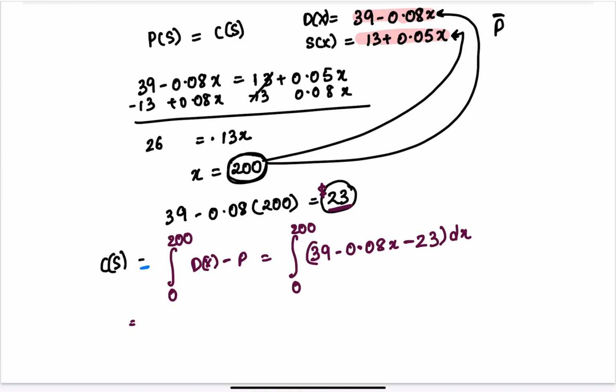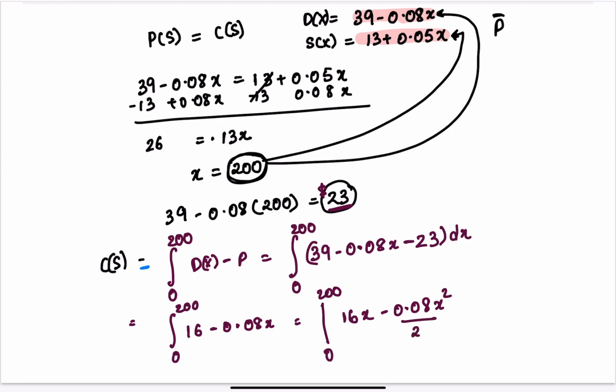So all I have to do is go ahead and see what I get. This is the integral from 0 to 200 of 16 minus 0.08x. And once I find the integral, what do I have? From 0 to 200, this is 16x minus 0.08x squared over 2. I don't have to plug in my 0 because I know I'm going to get everything as a 0. So I'll simply plug in my 200.